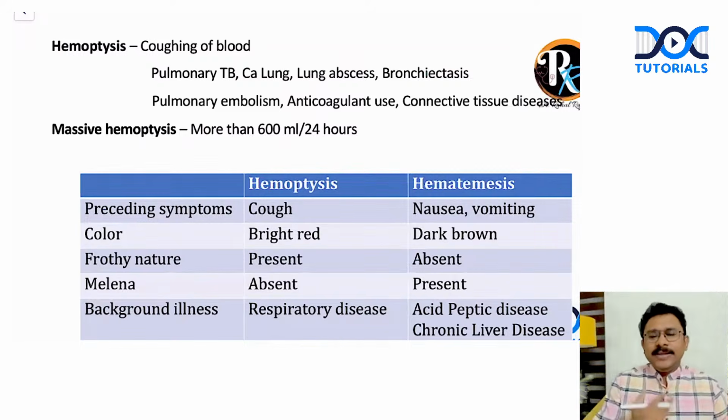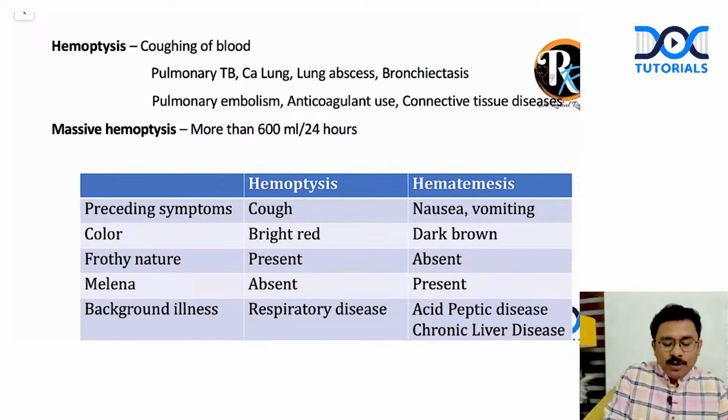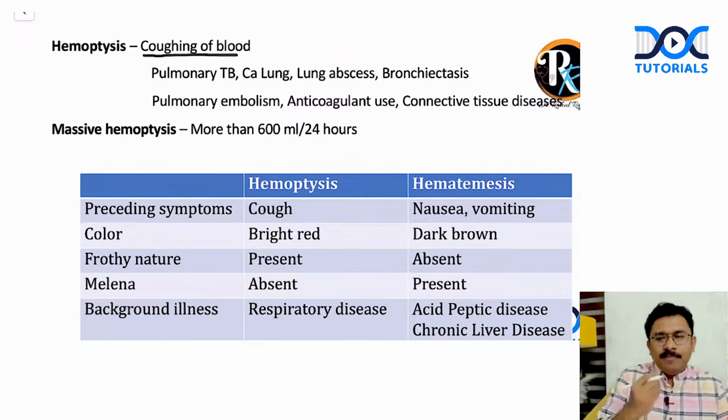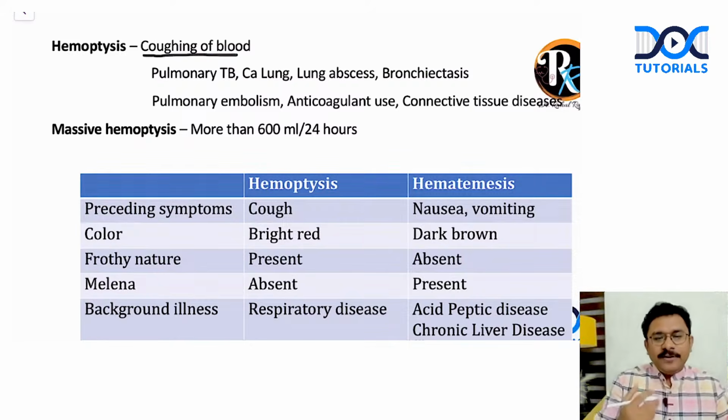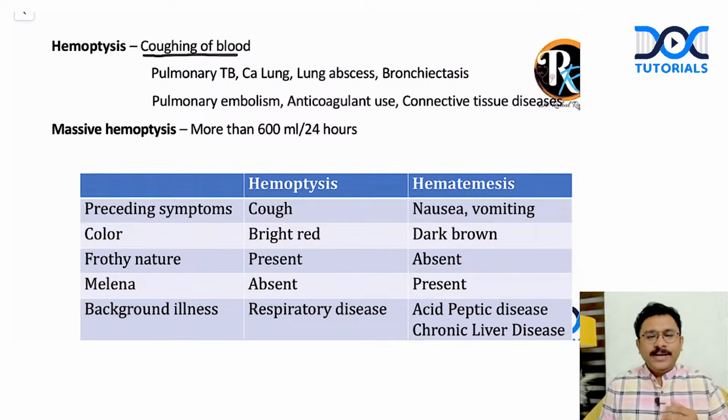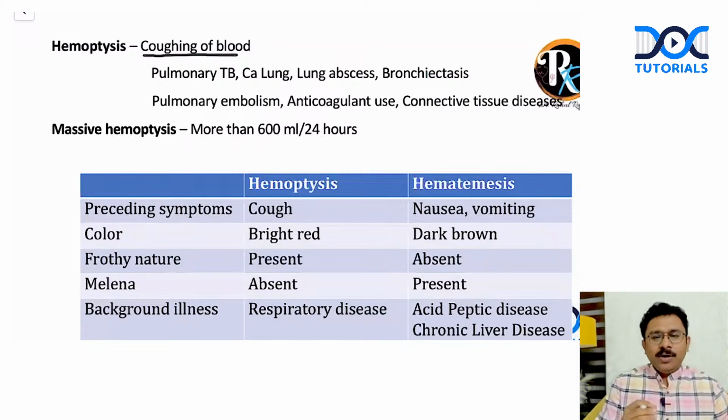Now, hemoptysis, the examiner will ask you what is hemoptysis. Hemoptysis means coughing of blood, and remember, when you say hemoptysis, the source of blood should be below the level of the vocal cord. Examiner will definitely ask you on the causes of hemoptysis. This can be pulmonary tuberculosis, carcinoma lung, lung abscess, bronchiectasis, pulmonary embolism, the use of anticoagulants, and certain connective tissue disorders like systemic lupus erythematosus.